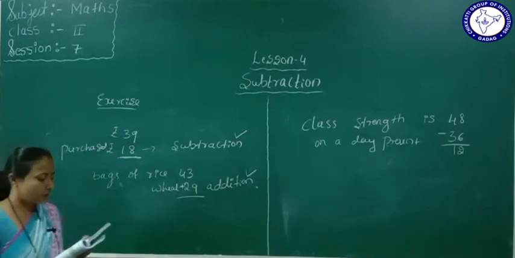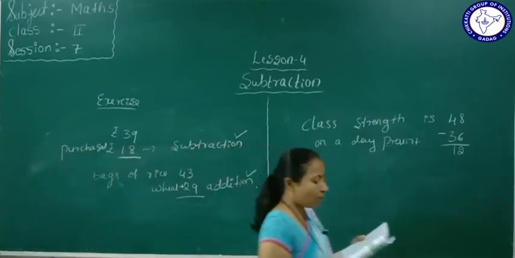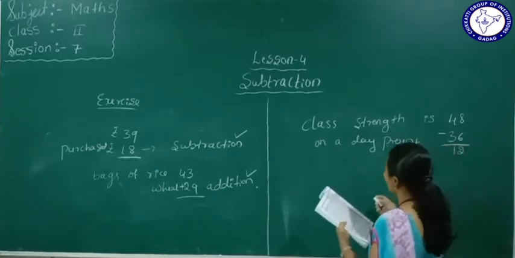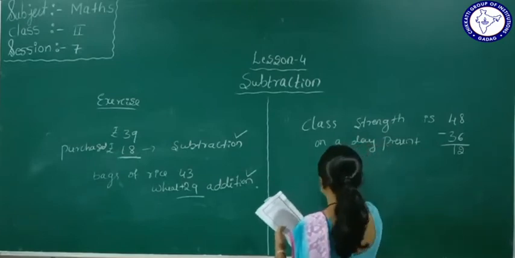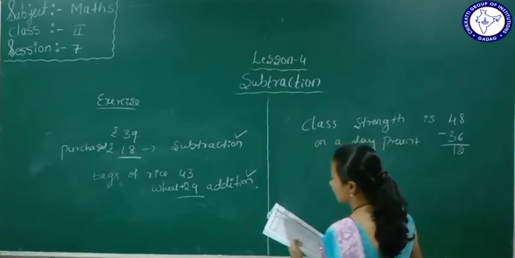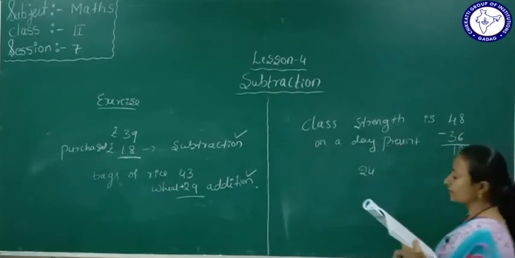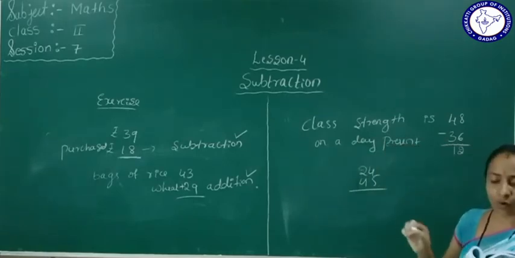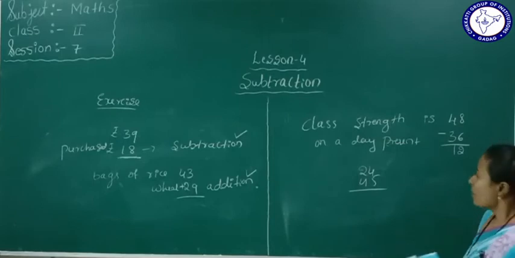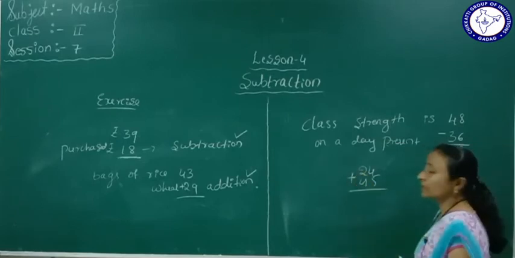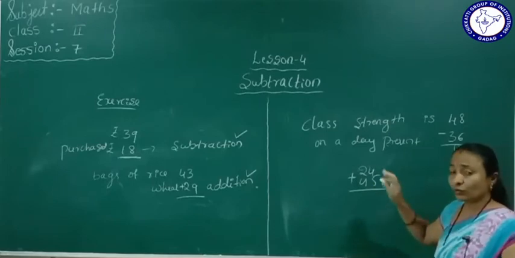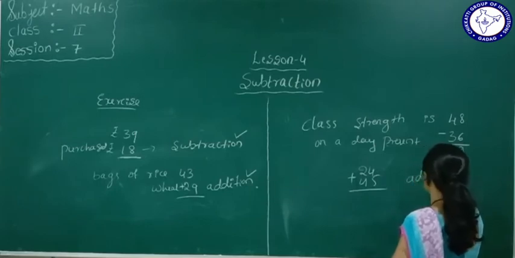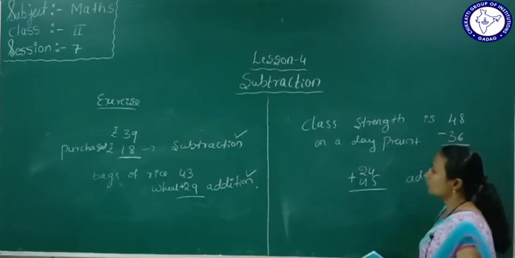Okay, next one. Two cricket players scored 24 runs and 45 runs. One of them scored 24 runs and another one scored 45 runs. What is the total score of both the players? What will we do here? Addition. Both the players, how many did they score in total? So this is addition. We'll put a right mark in the addition.